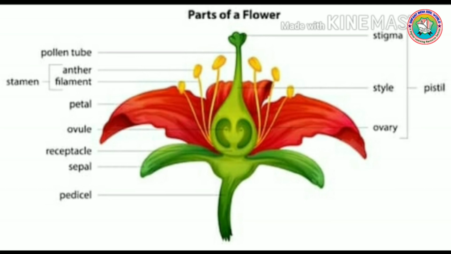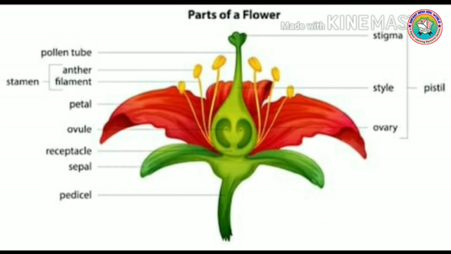A pollen grain is a spherical body having 2 layers, meaning an outer membrane and an inner membrane. The outer membrane is spiny, having hooks and spines on it, and is known as exine, and the inner membrane of the pollen grain is known as intine.